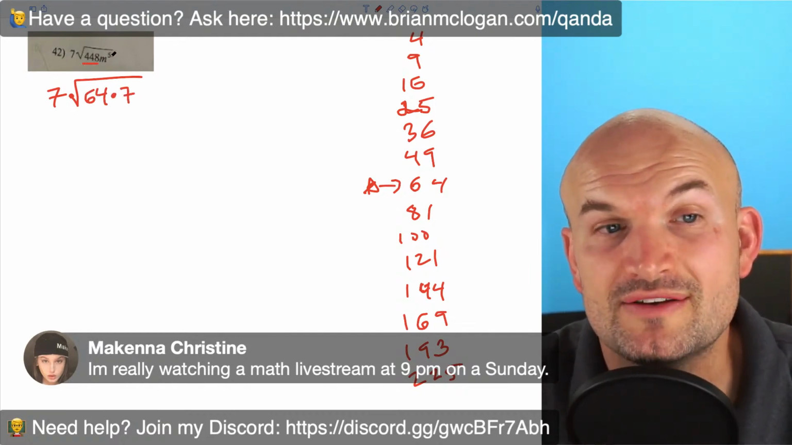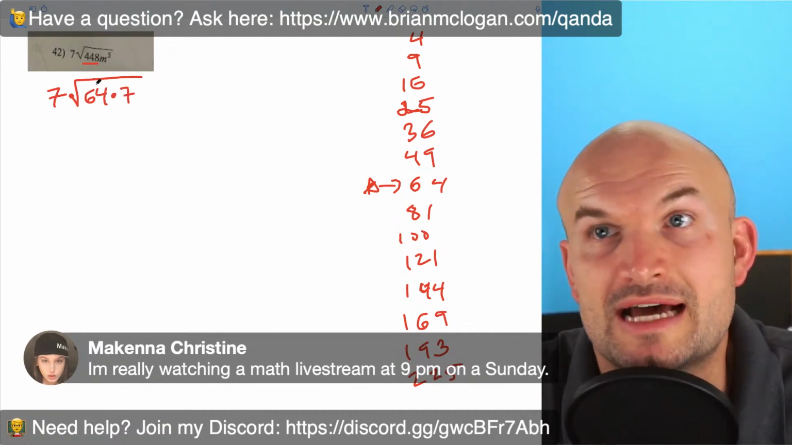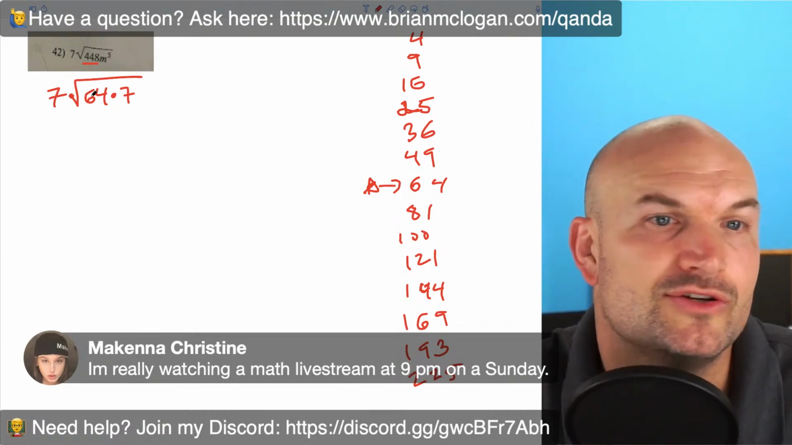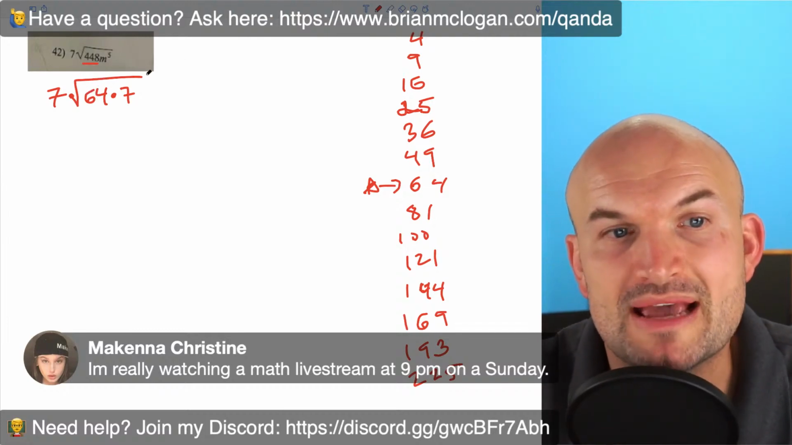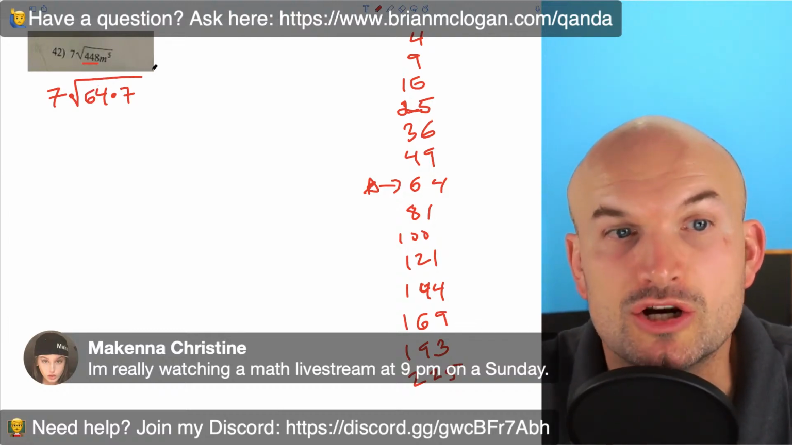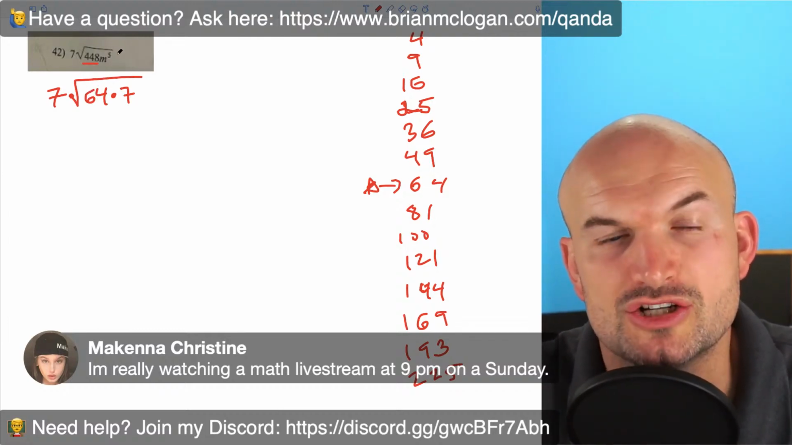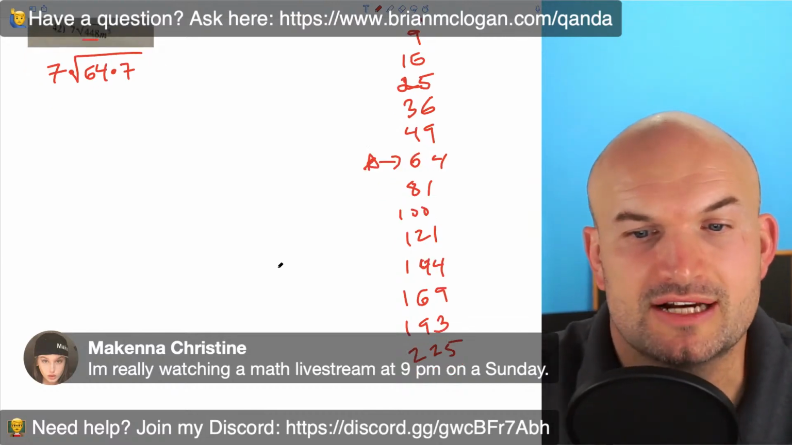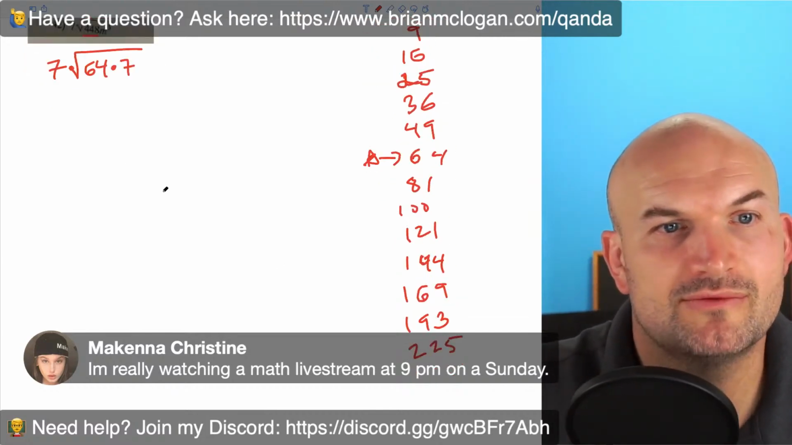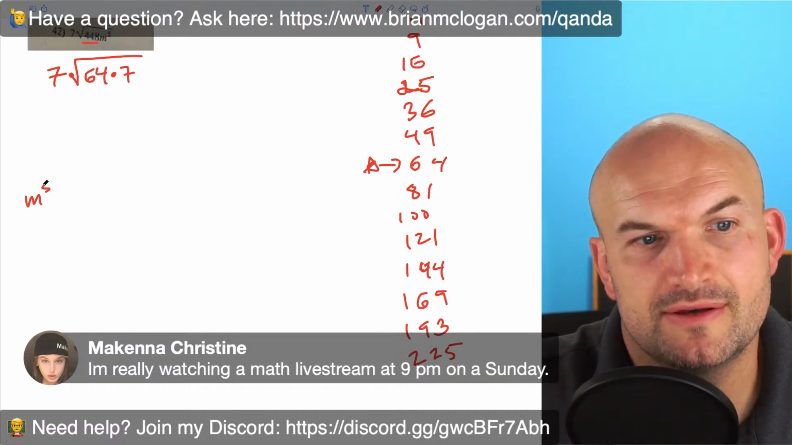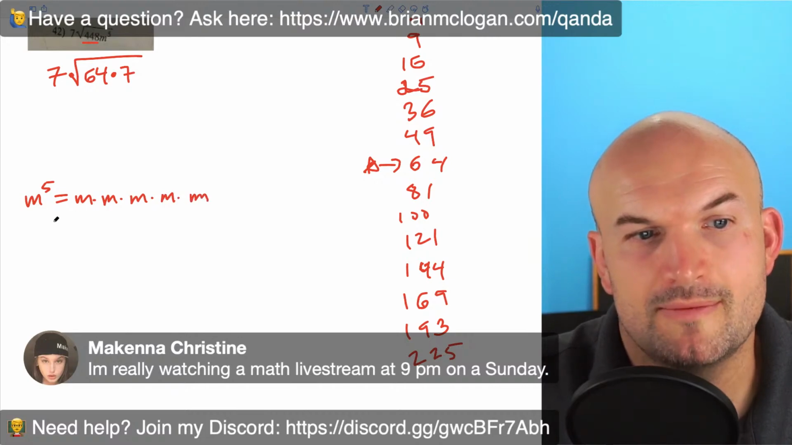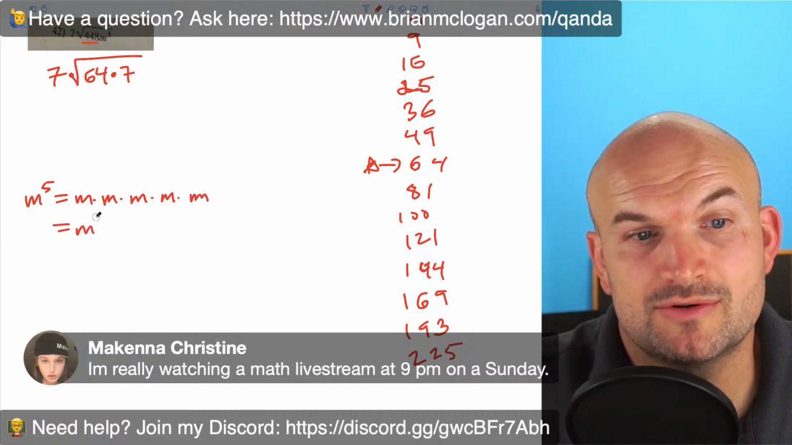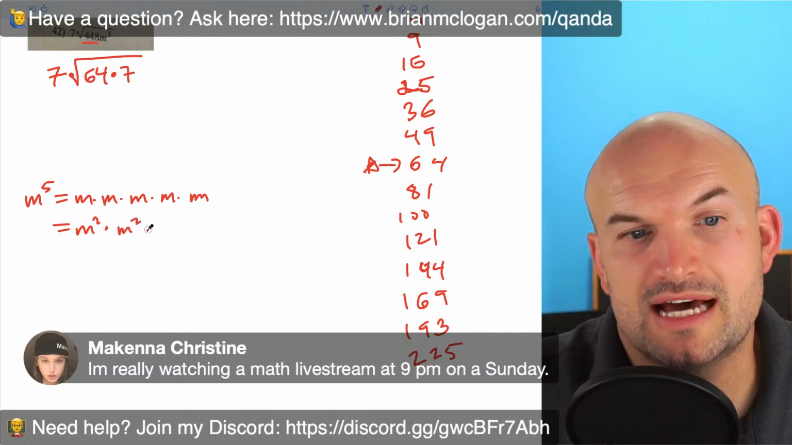Now, for m to the 5th, you could write that as m times m times m times m times m, right? You could write that as m squared times m squared times m. But my main goal is I want to write this as the largest square, like, what is the largest way I could rewrite m to the 5th? Let's actually do this. So I could rewrite m to the 5th as m times m times m times m times m, right? I could also rewrite that as an m squared times an m squared times an m.